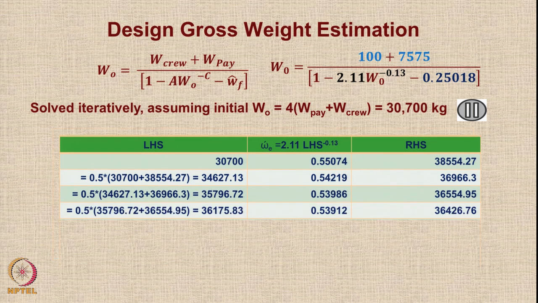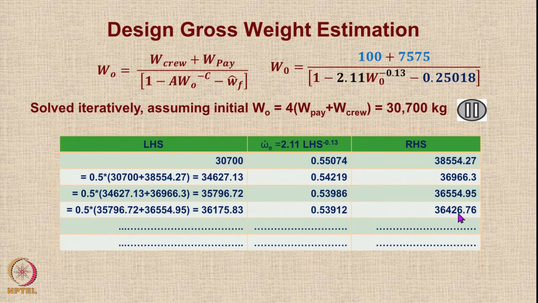So the third trial would be to take this number as 36554.7 plus the previous number, half of that 36175, and notice now you are slowly converging. The left-hand side value is 36176, the right-hand side is 36420, the difference is only about 200. Okay, keep on doing the iterations once, twice, thrice, three-four times.